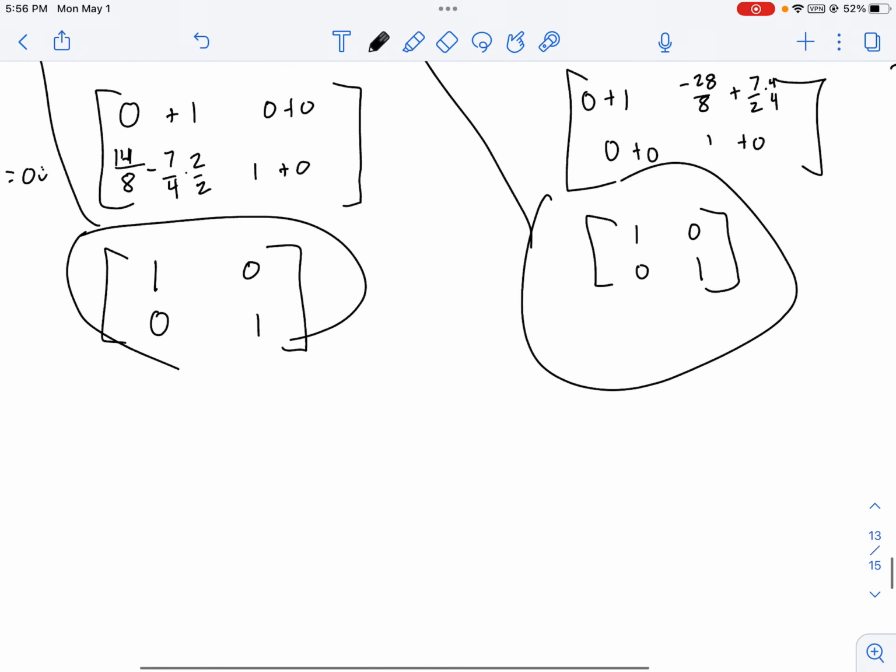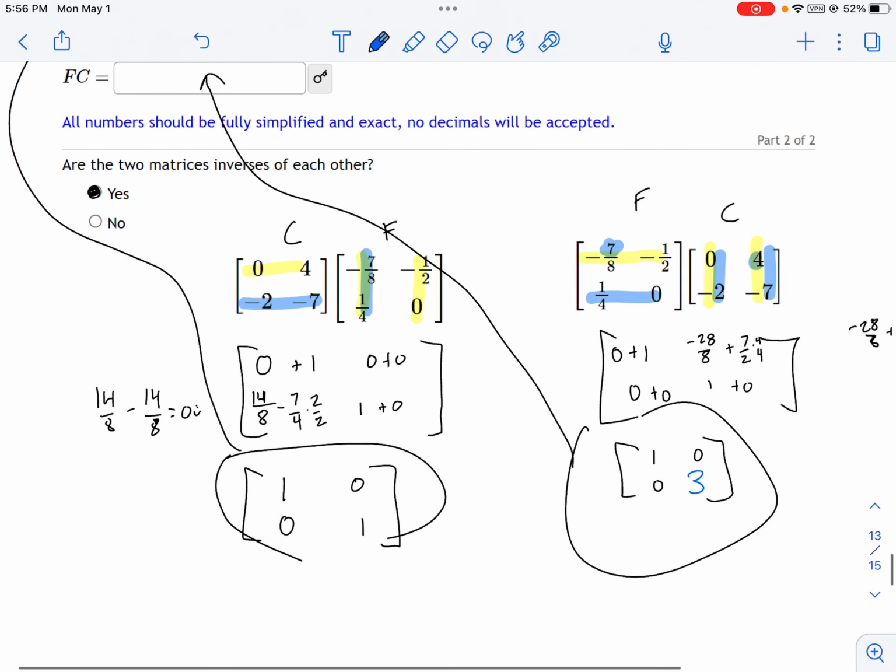So you might be asking the question, what if that wasn't a 1 right there? What if instead we had gotten something like 3? Would that still be a case of them being inverses, because it passed one direction? What about the other way? No. It has to be the identity matrix, 1, 0, 0, 1, both directions.